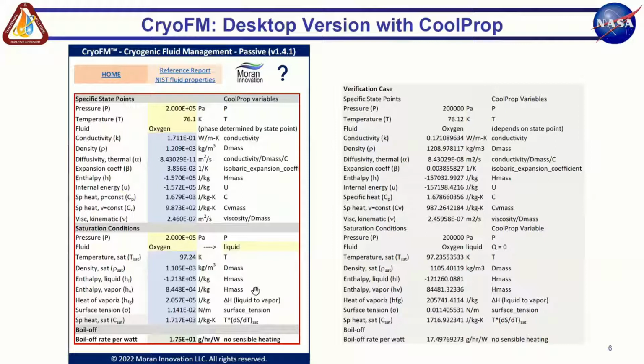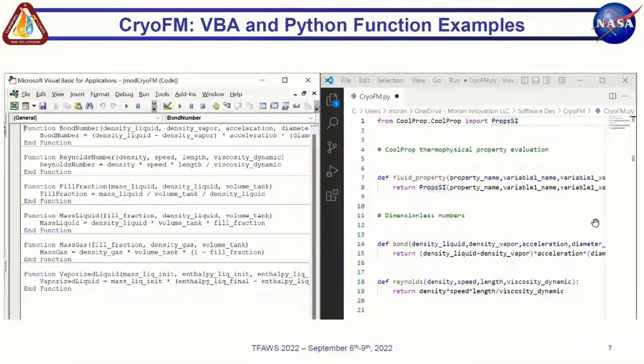One of the advantages in Excel too, one of the built-in things, is you can use goal seek to reverse the calculation. Let's say you want to find a saturation temperature that's different than that. You can use goal seek to find out what the associated saturation pressure is. And then again, this is the verification case for this particular sheet. So just examples.